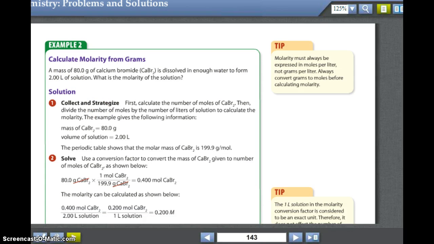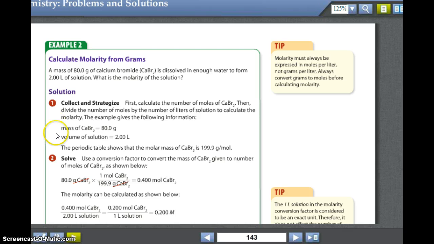Calculate molarity from grams. A mass of 80 grams of calcium bromide is dissolved in enough water to form 2 liters of solution. What is the molarity of the solution? Okay, so again, we start by writing everything down that we know. We know the mass is 80 grams. We know that the total volume of the solution is 2 liters. And it says first calculate the number of moles of calcium bromide. Then divide the number of moles by the number of liters of solution to calculate the molarity.